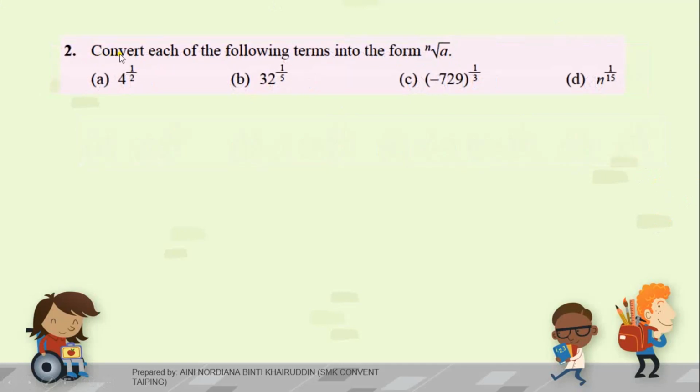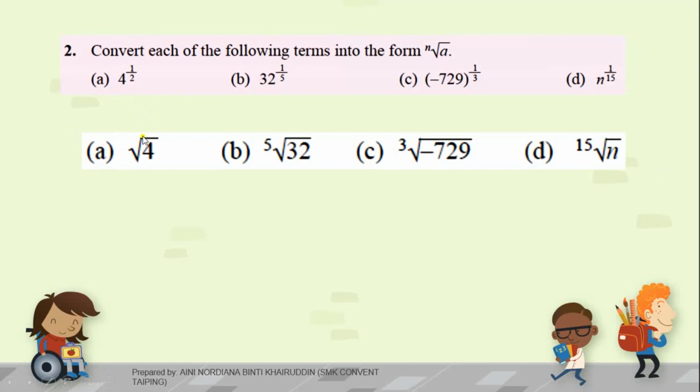For B, convert each of the following terms into the form nth root of a. So for A, square root of 4. For B, fifth root of 32. For C, cube root of negative 729. D, 15th root of n.